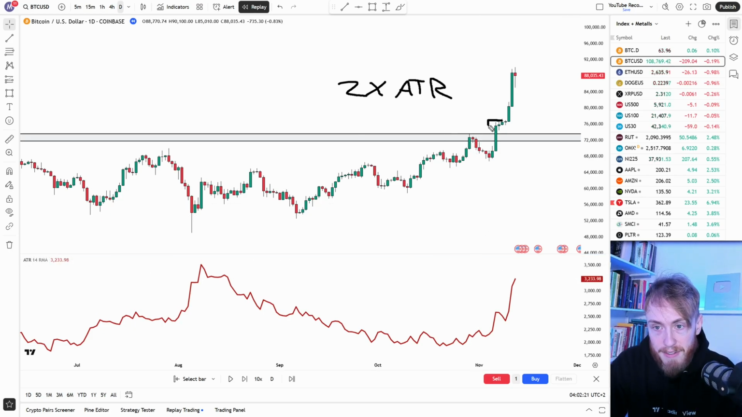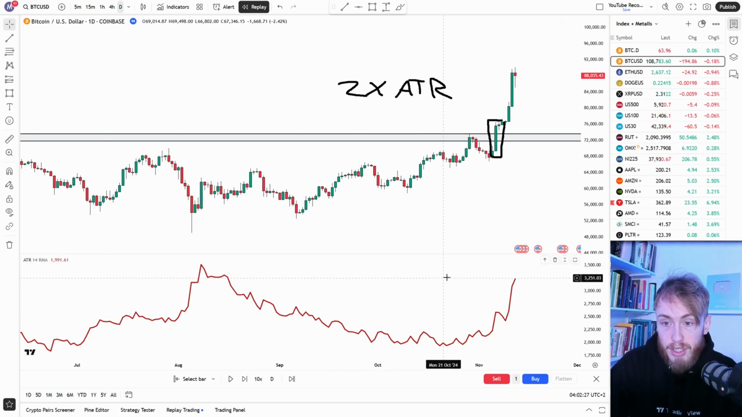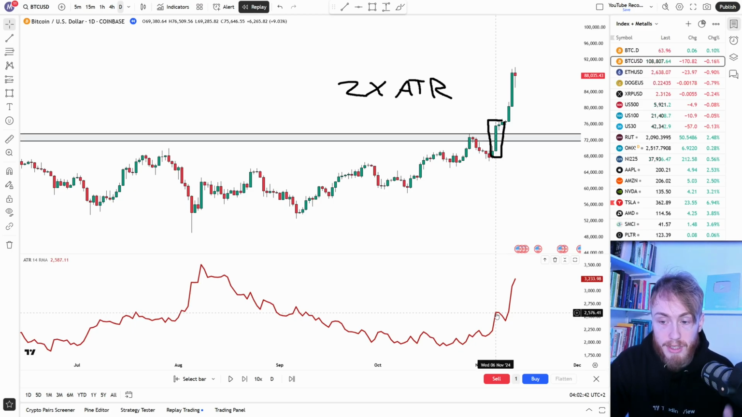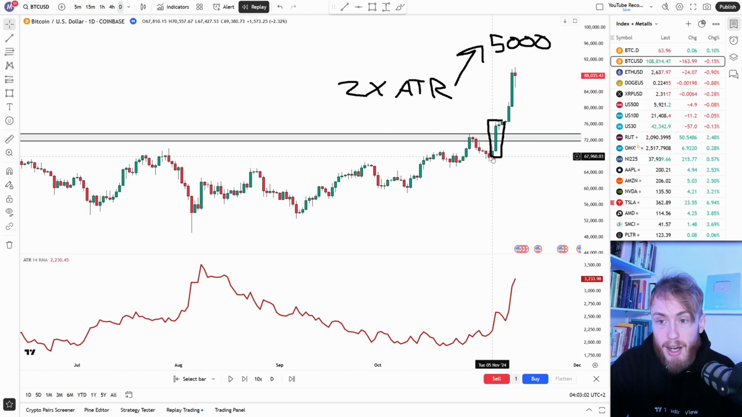So if we take a look at the candle that broke the very important resistance we talked about earlier, what you can do here is come down, hover your mouse over the ATR, and you can see that the average true range for this candle, or in other words, the period of 14 candles that it uses to calculate, was around 2,576. So in order to have 2 times the ATR, we need the candle to be more than $5,000. And let's actually take a look at how much this candle was.